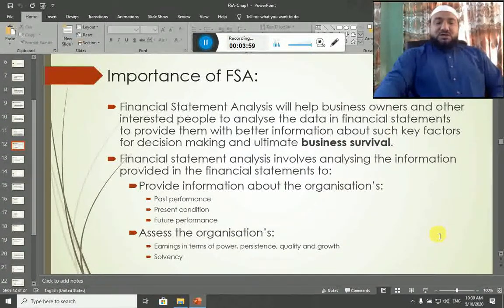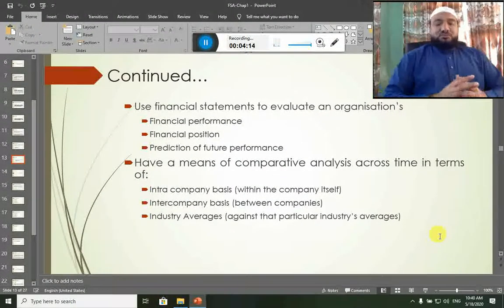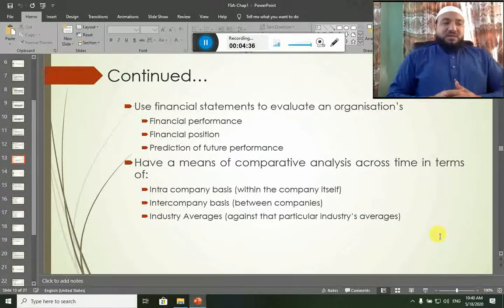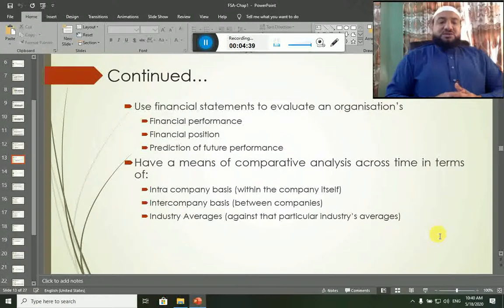Financial statement analysis is also very important because it helps us in knowing the past performance of a company, the present performance of a company, and the future performance of a company. And with the help of financial statements, we can compare our past and our present, and then make plans for the future based on those analyses that we have made for the past and in the present. Also, we can do intra-company comparison, inter-company comparison, and industry average comparison. So these three comparisons are also possible with the help of financial statements analysis. So this was our discussion for the previous lecture.